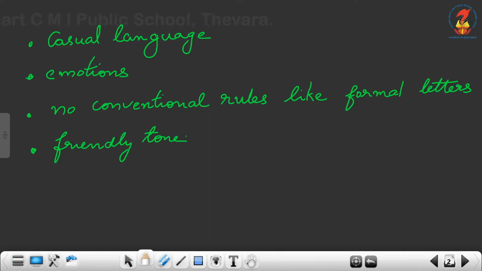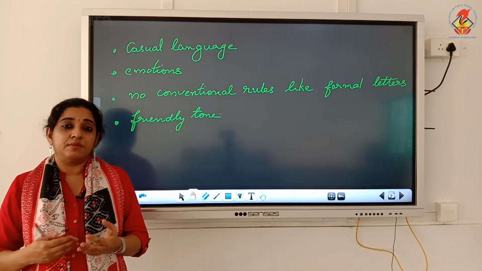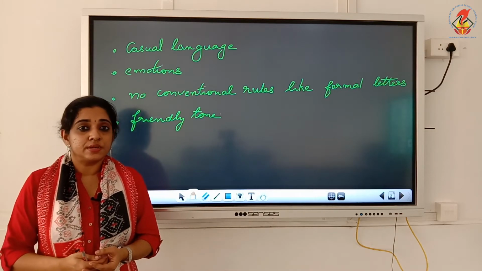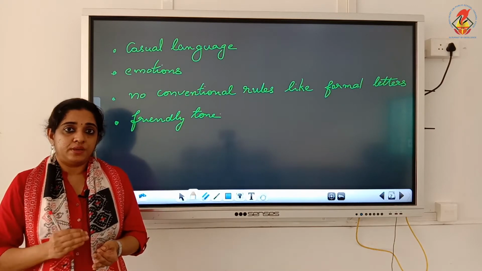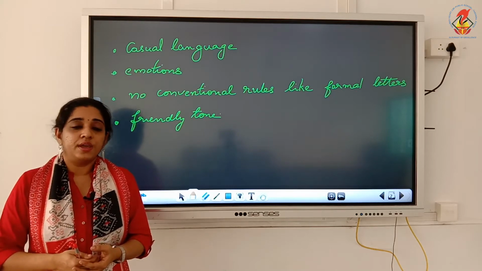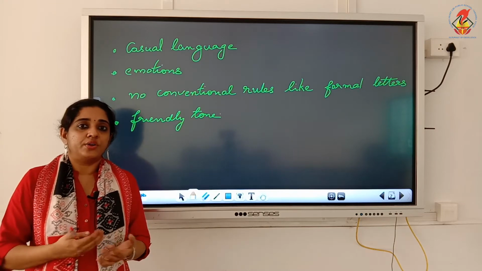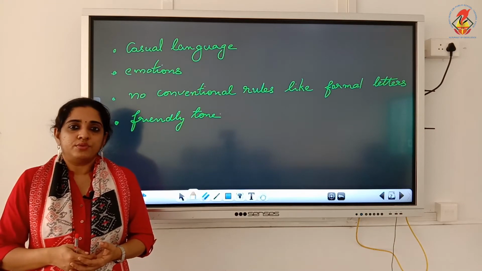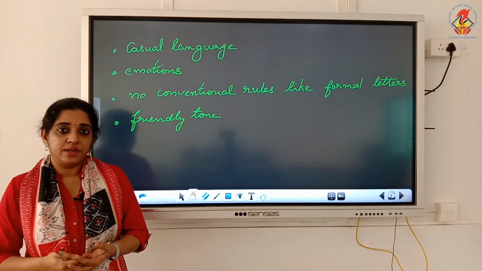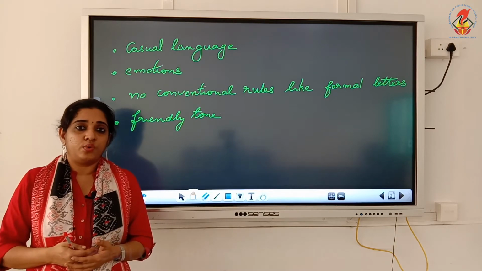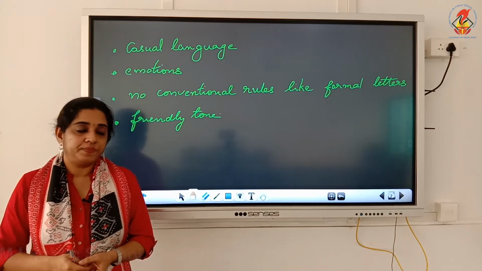Emotions. If you are writing a letter to officials or authorities of a higher department, you have to take care of the language. You should be very polite and a bit formal in tone. But when you are writing a letter to your friend, your cousins or your uncle, you don't have to think like that. You can show all your emotions in an informal letter, maybe happiness, excitement, sorrow, expectation, everything.